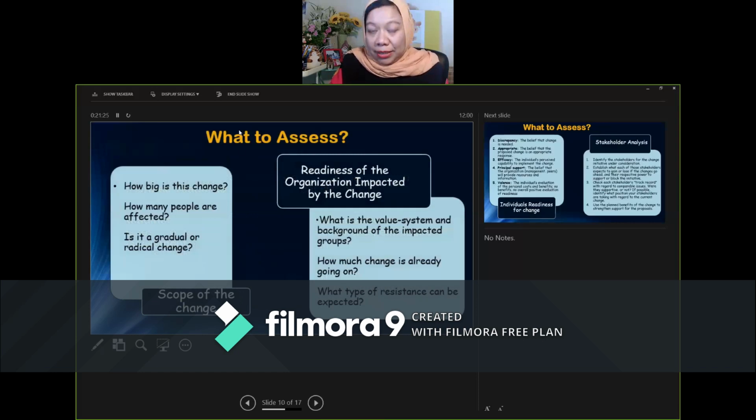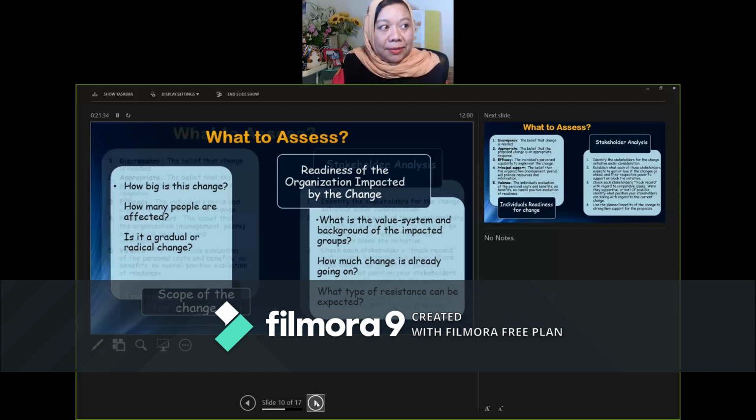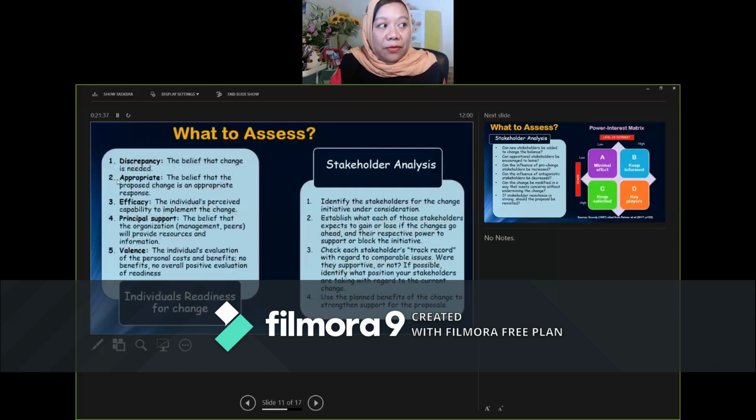So what to assess? You ask the first question first. In your project later on, through prior consultation, you need to provoke this kind of critical question: the scope, the readiness. We also talk about the individual part, from discrepancy, whether the staff believe that change is needed, whether it's appropriate, whether they perceive their skill and capability as matching that, what the support is, and what their evaluation of personal costs and benefits is. This is what we call individual readiness for change.